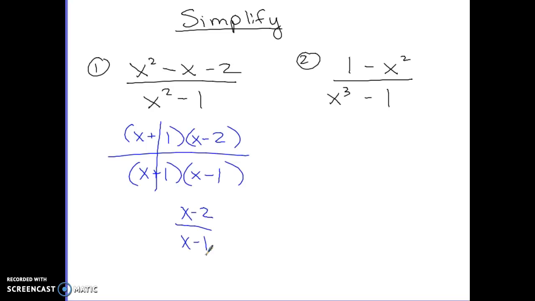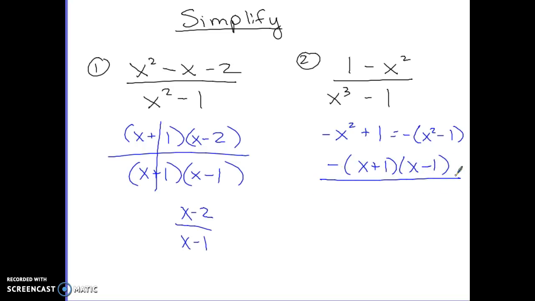This next one's kind of interesting because the top part is a little flipped around. So I'm just going to flip it right back the way I'm used to seeing it: negative x squared plus 1. And then what I can do is factor out a negative. And then I get really excited because, again, it's a difference of squares just like the last one. So the top is going to be negative, x plus 1, x minus 1.